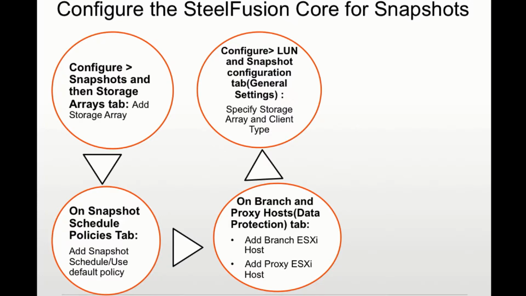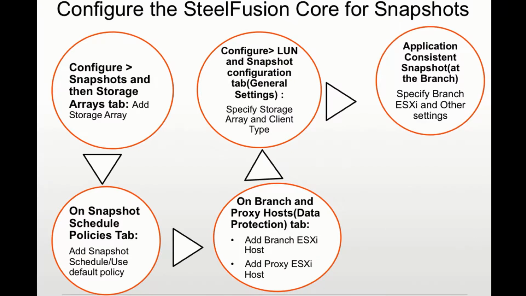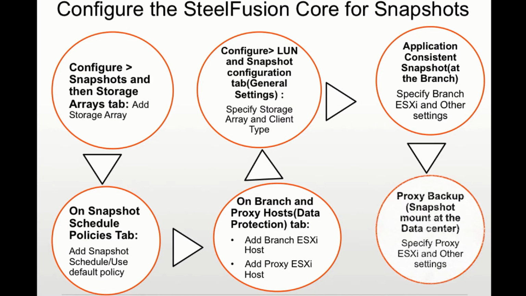For the rest of the configuration, we need to go to Configure LUN and then the Snapshot Configuration tab. In the general settings, we need to specify the storage array and the client type. This client type can be VMware or NTFS. Then in the application consistent snapshot at the branch, we need to specify the branch ESXi and some other settings that we'll see in the demo. Lastly, for the proxy backup snapshot mount at the data center, we need to specify who my proxy ESXi is and the other settings that we need to do. Let's look at all these settings in action in the next demo.